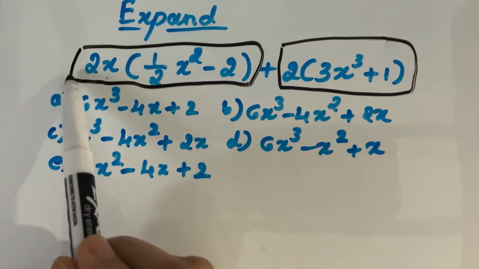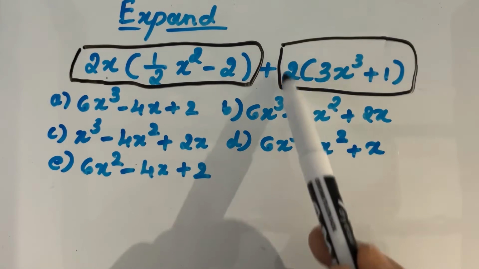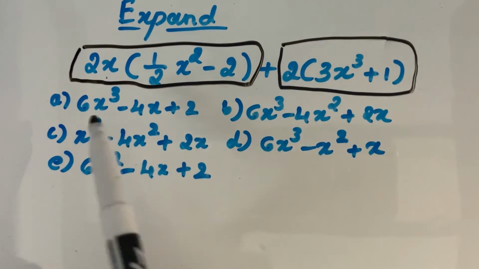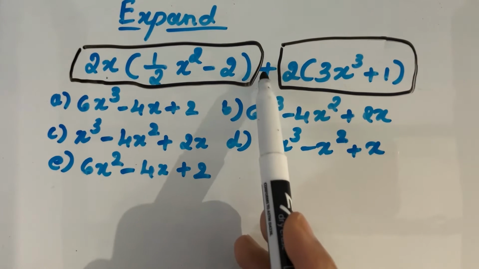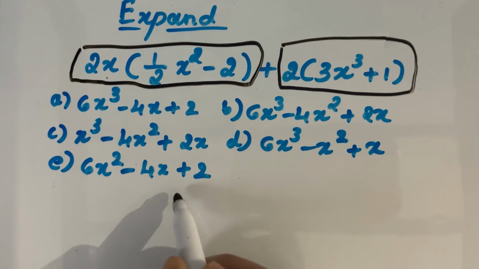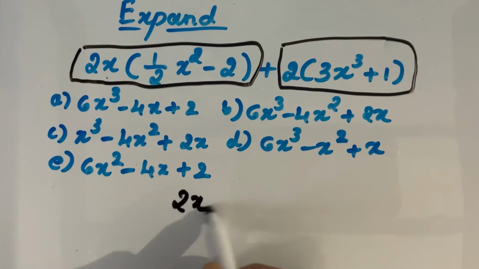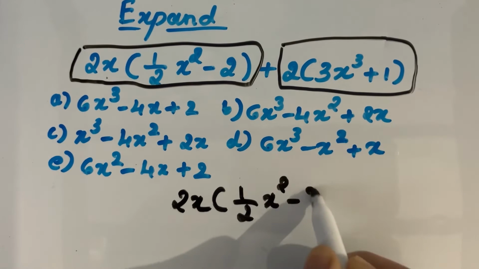I'm going to expand this first part first. Then I'm going to expand this second part. Then I'm going to add them, combine them, because there is an addition sign here. Expansion of 2x times (1/2 x square minus 2).